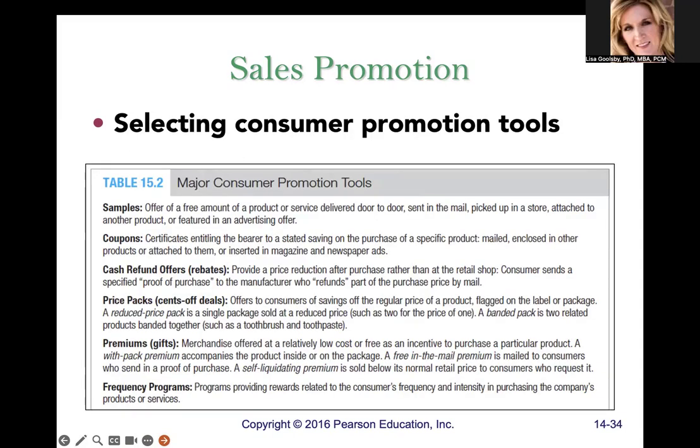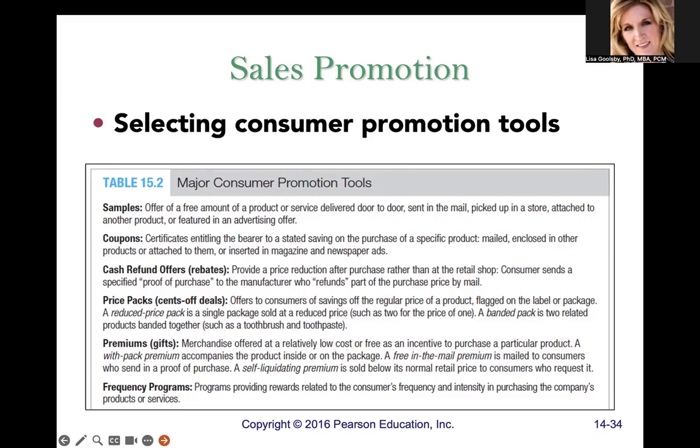So here is another slide that you may want to save. Some really typically used consumer promotional tools. So samples, coupons, any kind of cash offer like a rebate, price packs where you get cents off deals on the label or the package, premiums where you're going to get an incentive to purchase a product like a free mail-in or a self-liquidating premium, and then frequency programs.